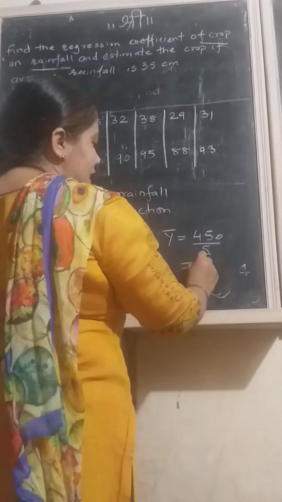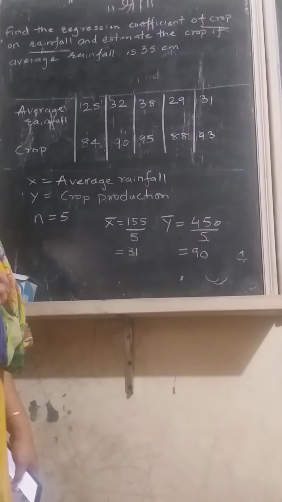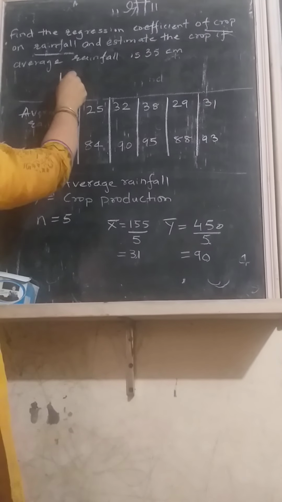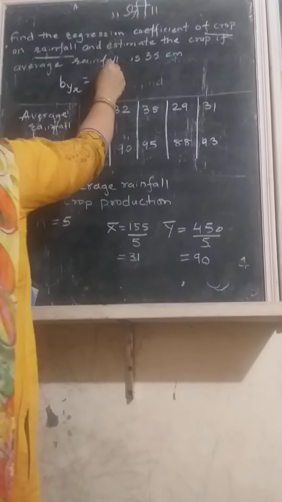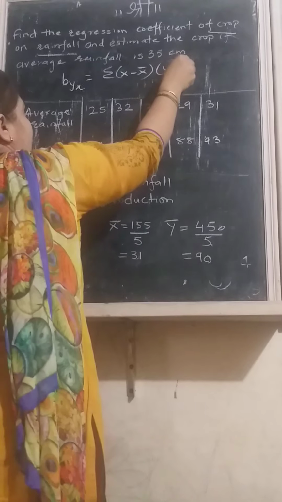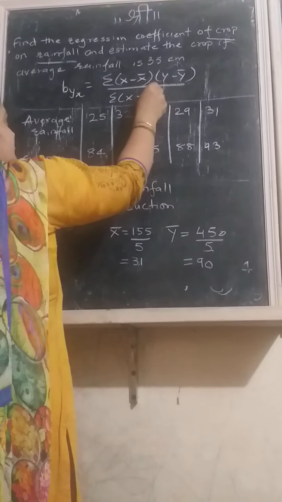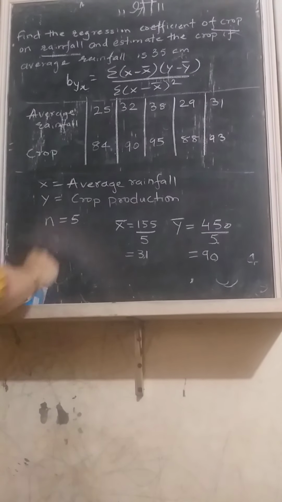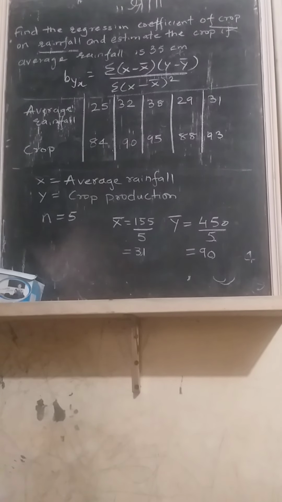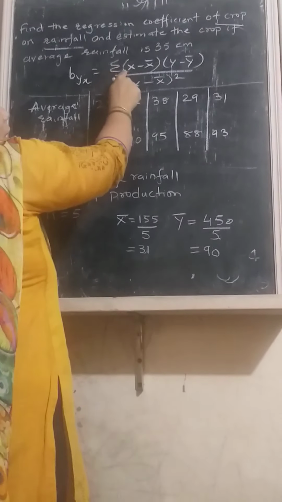Now, after doing these two steps, what is our third step? We have to write the formula for the regression coefficient. Now, the formula for regression coefficient, as you know, is Byx is summation x minus x bar into y minus y bar upon summation x minus x bar square. Now once we write the formula, we know what columns I should have in my table, right?